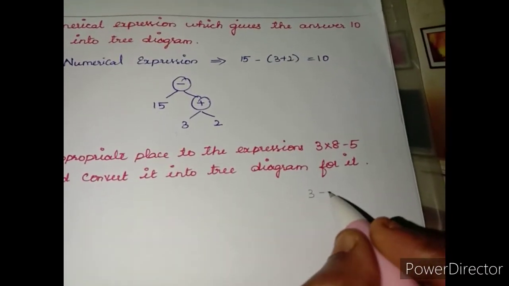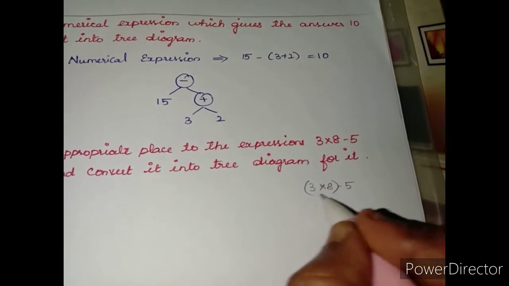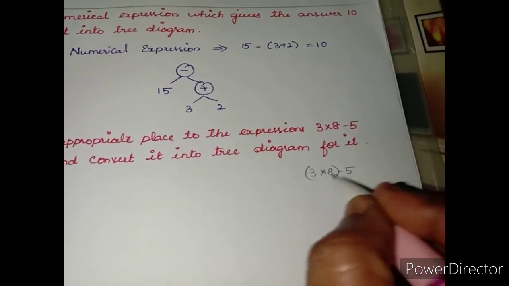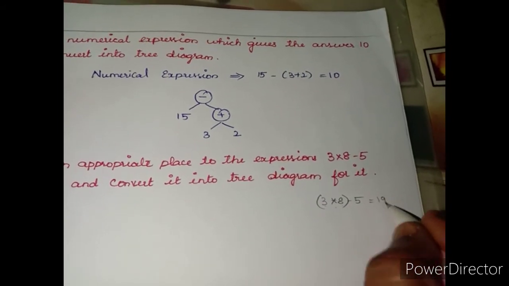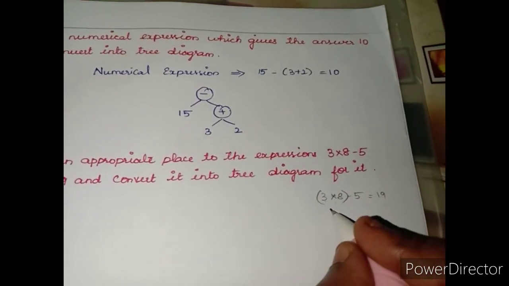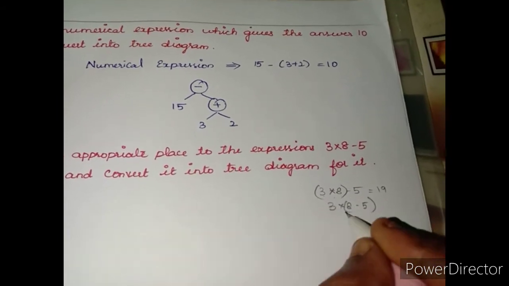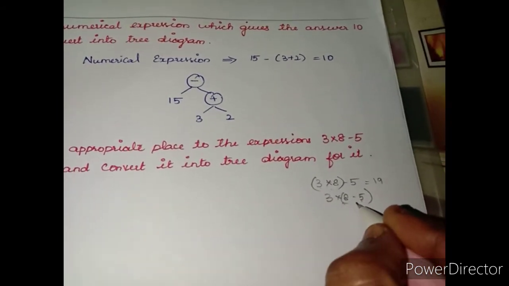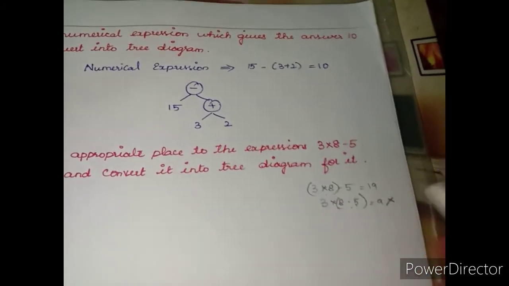See, 3 into 8 minus 5. If you put the bracket here, 3 into 8 is 24. 24 minus 5 is 19. So it is giving 19. We shall see in that way also. 3 into 8 minus 5. So 8 minus 5 is 3. 3 into 3 is 9. So this is not correct. So first one is correct.